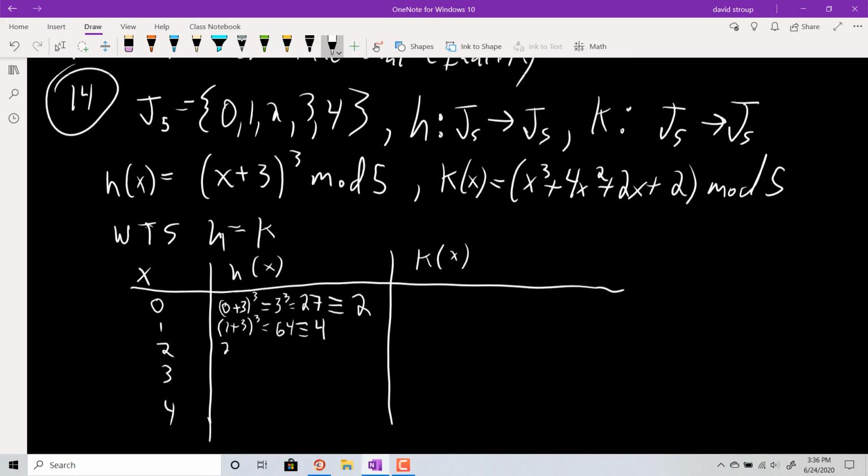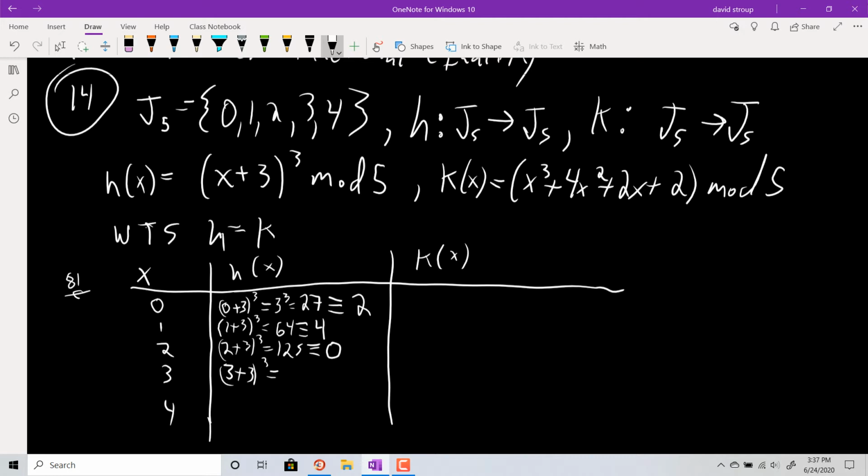Then 2, so 2 plus 3 cubed is 5 cubed, which is 125. That's divisible by 5. So 125 minus 0 is divisible by 5. So they'll say that's congruent to 0 modulo 5. Okay. 3 plus 3 cubed is 9 cubed. 9 cubed is, I'm not even sure what that is.